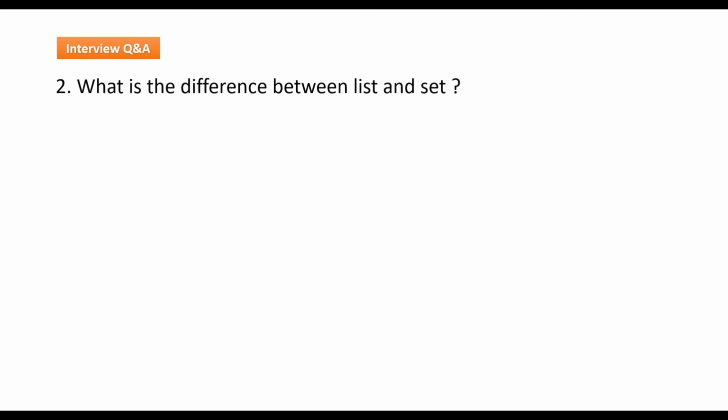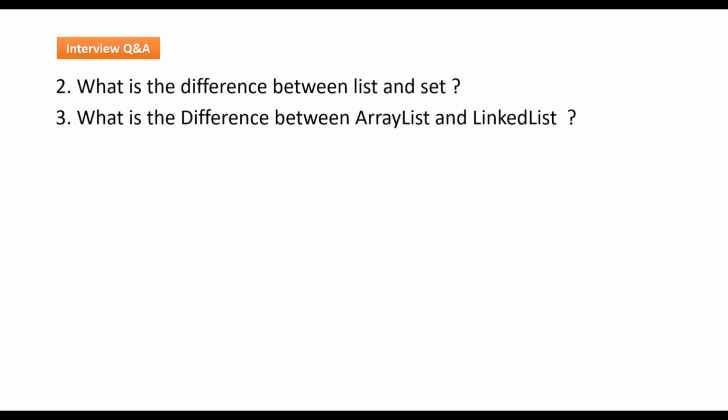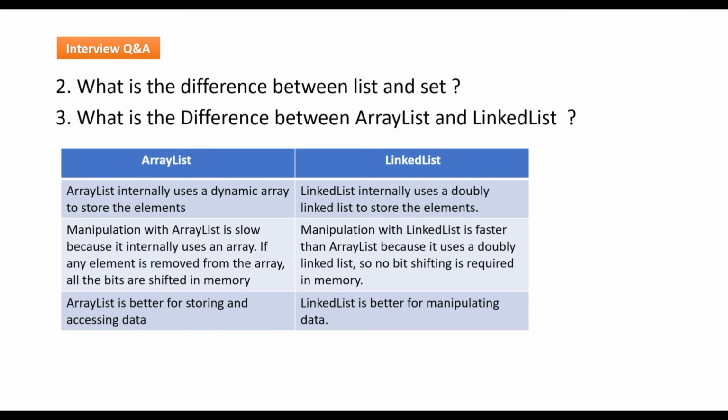Now the next question from the interviewer will be: what is the difference between ArrayList and LinkedList? If you observe, ArrayList and LinkedList are two implementations of the List interface. Now what is the difference between these two? You can tell them ArrayList internally uses a dynamic array to store the elements, and LinkedList internally uses a doubly linked list to store the elements. Manipulation with ArrayList is slow because it internally uses an array. If any element is removed from the array, all the bits are shifted in memory.